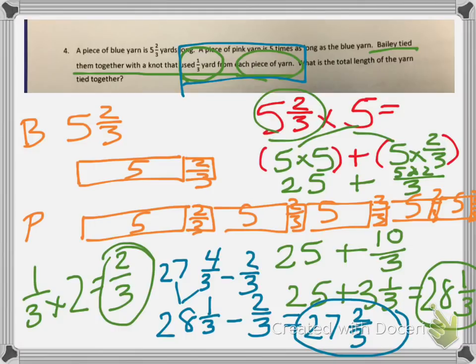This had lots of steps to it. All right, so we needed to do 27. The final answer is 27 and 2/3. Now we need to write a statement.